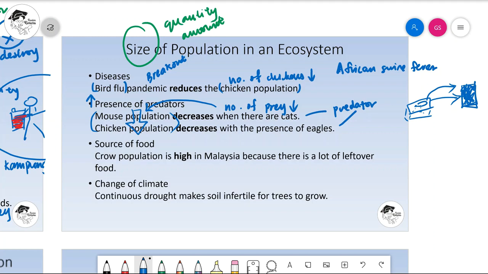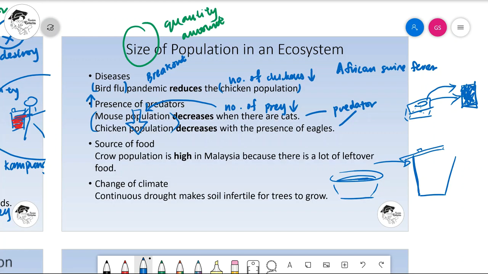Okay, now source of food. The crow population is high in Malaysia because there is a lot of leftover food. When you makan in the restaurants and you tak habis lah, sometimes you go to a Chinese restaurant, let's say, they give you a big mangkok nasi, okay? If you don't finish the nasi, they are going to straight away buang it into the tong sampah, okay? Then you are going to have the tong sampah here, okay?